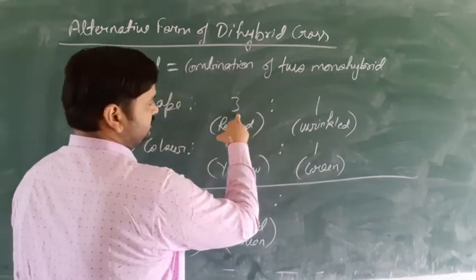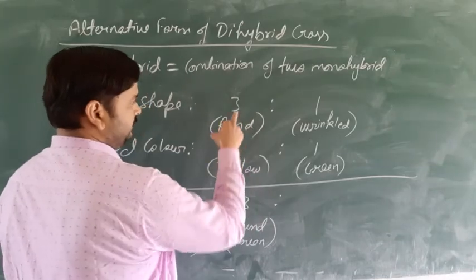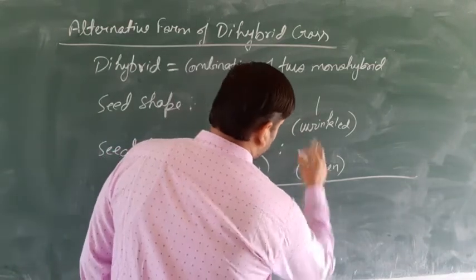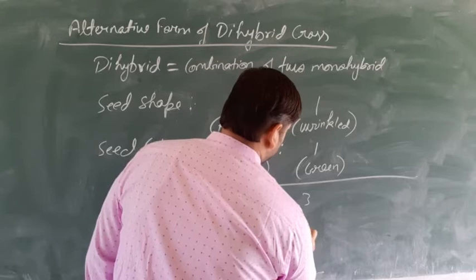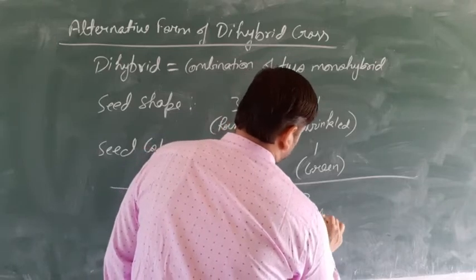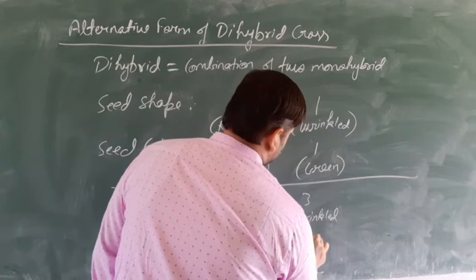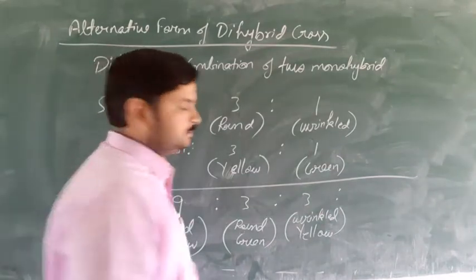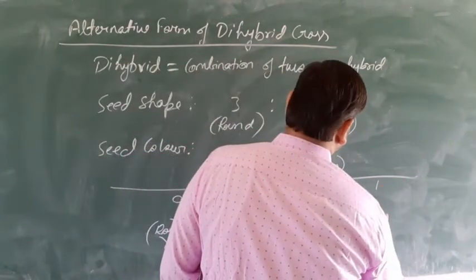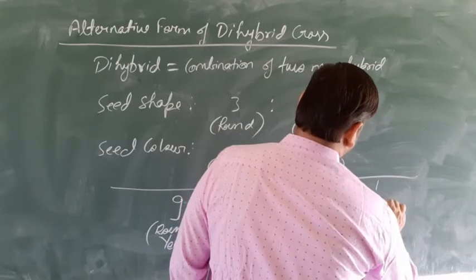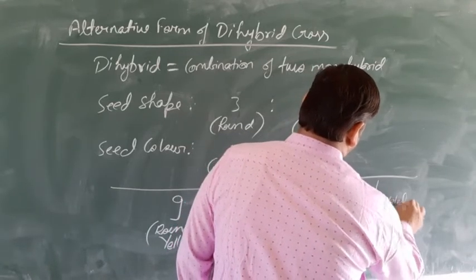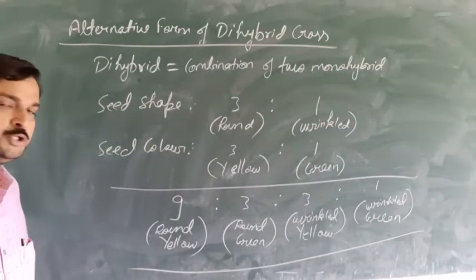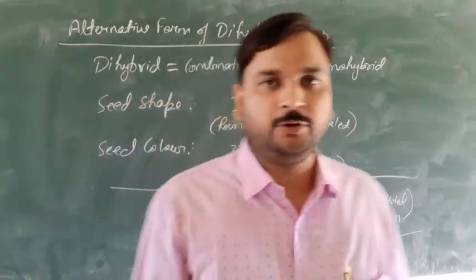Then all the possibilities with this one are over. Now you take this one. 1 three is 3, it will be wrinkled yellow. Then 1 one is 1, 1 will be wrinkled green. So are you getting the same phenotypic ratio or not? That we got to study.